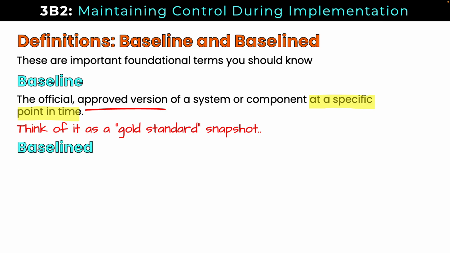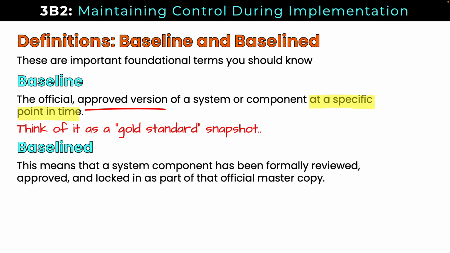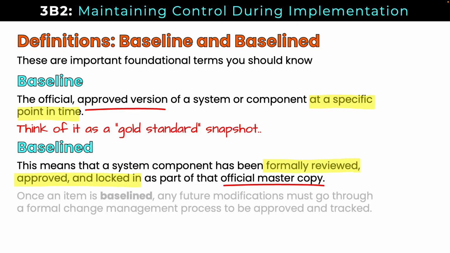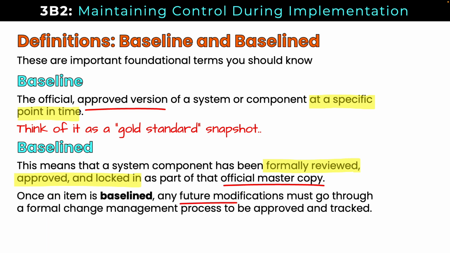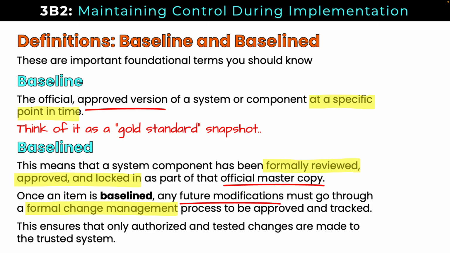Baselined is a verb. This means a system has been formally reviewed, approved, and locked in as part of the official master copy. And once an item is baselined, any future modifications have to go through the formal change management process. We have to submit a change control that will be approved and tracked. This ensures that only authorized and tested changes are made to the trusted system.